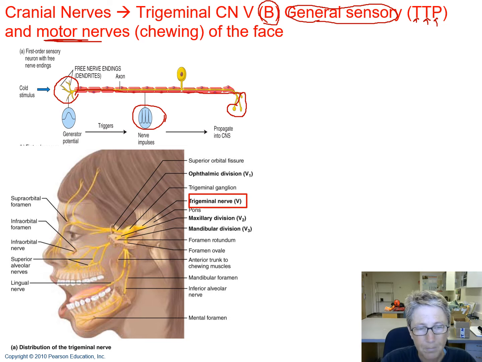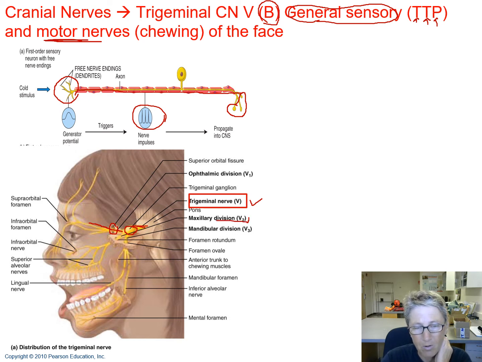So in this cartoon, I got the trigeminal nerve in a red square, and it shows it right here. So here's the trigeminal nerve, and associated with the trigeminal nerve is a trigeminal ganglion. And then there's 3 divisions to the trigeminal nerve. There's the ophthalmic division. That division goes through this piece of the bone called the superior orbital fissure, and then it goes out to these parts of the face.